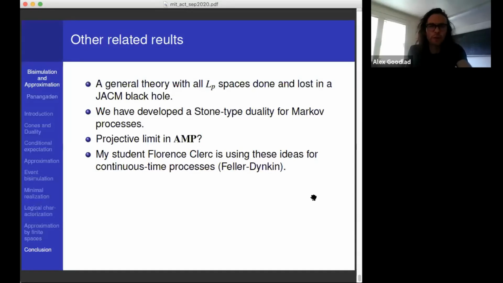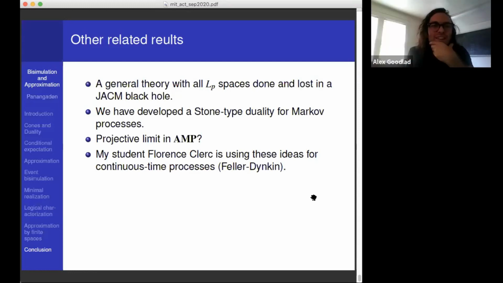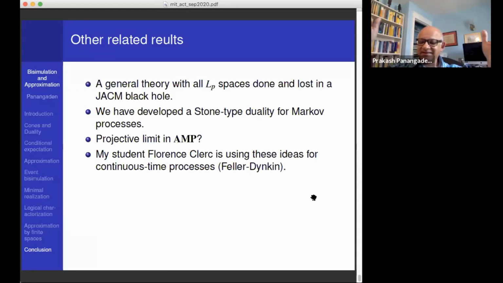Wait, isn't that the paper that was in a black hole? No, the paper is not in a black hole. The appendix to the paper is in a black hole. The paper got published in JACM, and then this wonderful electronic appendix is the black hole. I don't know, I haven't looked recently. Maybe it's there, but certainly for several years after, it just disappeared.